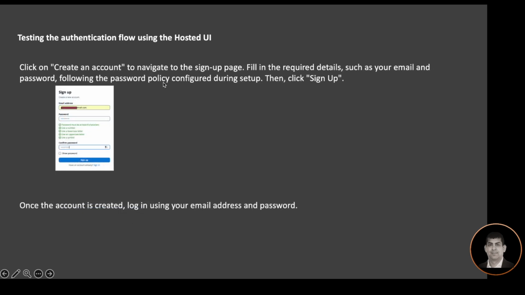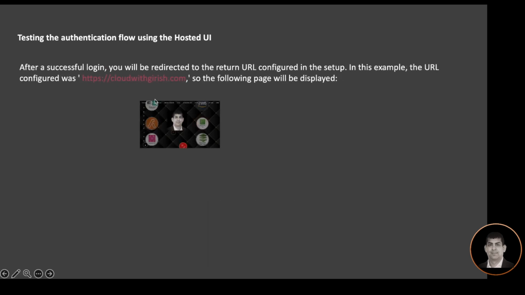Click on Create an Account to navigate to the sign up page. Fill in the required details such as your email and password following the password policy configured during setup, and then click Sign Up. Once the account is created, this user is now in the Cognito user pool and we can log in using the email address and password. That's the traditional password flow, and after the successful login, you will be redirected to the return URL configured in the setup. In this example, the URL configured was https://cloudwithgirish.com, so the following page will be displayed.